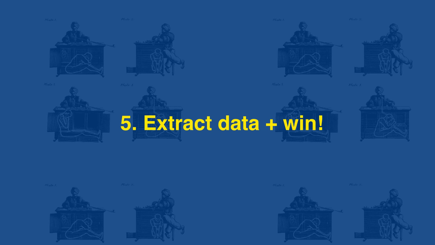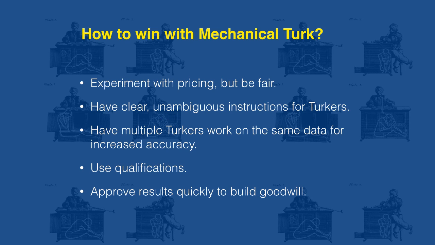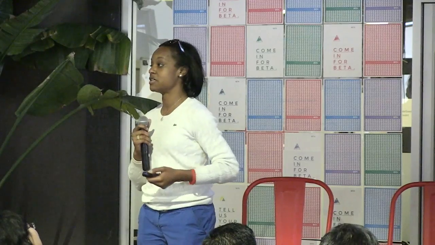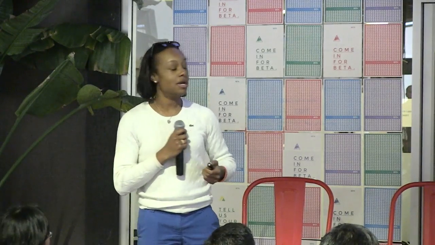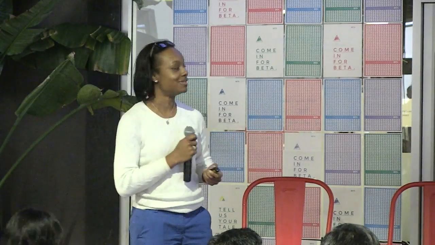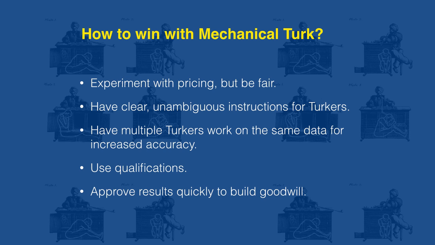To be most effective with it, you experiment with pricing a bit. Be fair, but think in terms of the quality that you want and also the complexity of the task. The most primary thing is having clear, unambiguous instructions for what you want people to do. That's the biggest thing, and as a former Turker, it's super important. You can also check the data by having multiple Turkers work on the same piece of information to cross-check and verify each other's work.